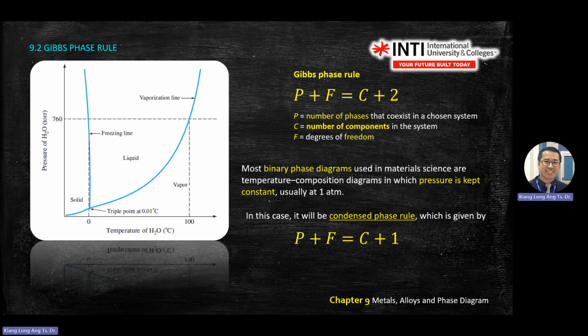Yeah, I'll just take note. So why can we use C+2 in the previous example? Because pressure is one of the axes here. You can play with pressure. If you read some textbooks, they don't explain this. They just give you C+2, C+1, so you might be confused.